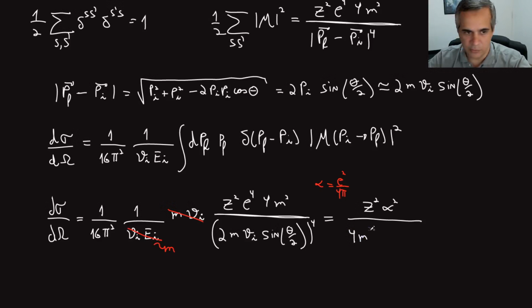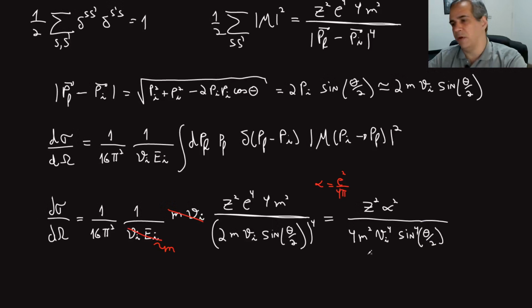4 m squared v to the fourth, and the famous sine fourth of theta over 2, which is the Rutherford formula, right? Obtained through quantum mechanics, right? Now we did it using quantum field theory, which is another reality check. It's always nice when you're dealing with some new theory to take limits of it that fall back to a theory you already know.